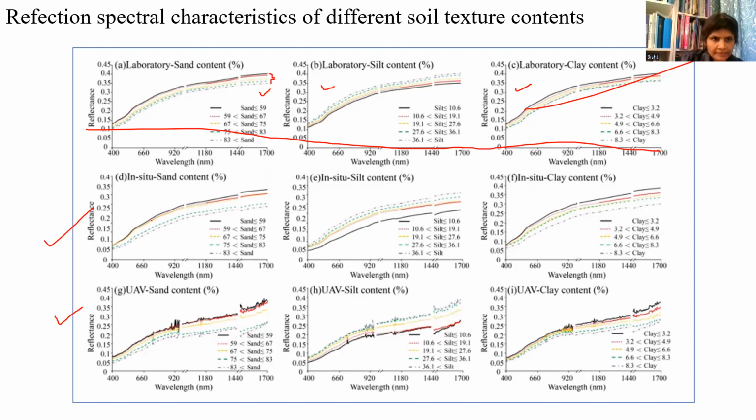And then in the second one, you've got the in situ, which means in the fields they went and actually measured the content there. Again, you've got sand on the left side, silt in the middle, and clay on the right side.